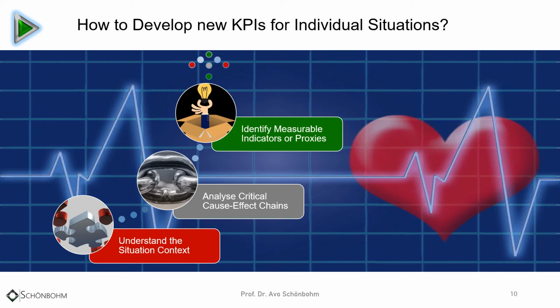Second, you have to look for critical cause and effect chains. So what is driving what kind of other behavior? So if you, for example, have a certain amount of steps every day, then we assume from that this will lead to a better overall health situation. Yes, and then we identify measurable indicators.